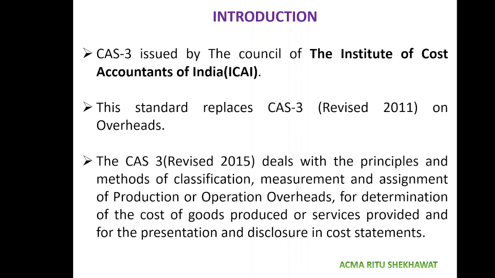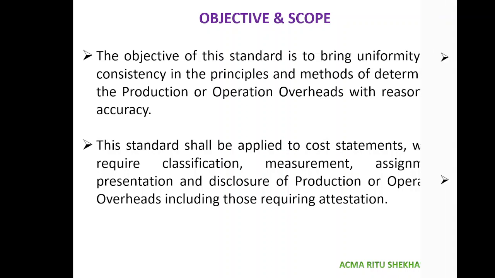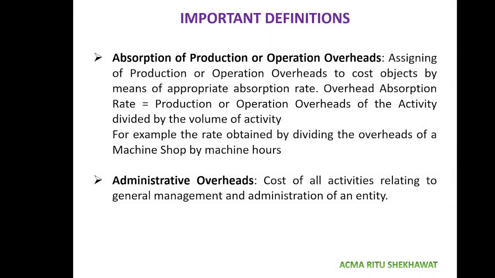Fine. Now coming back to the definition of production and operation overhead. Production overhead means indirect cost involved in the production of goods or providing of services. For example, depreciation, rent of factory building, etc. It should be an indirect cost, and identified in an economical and feasible way. So this is the introduction and objective of production and operation overhead.